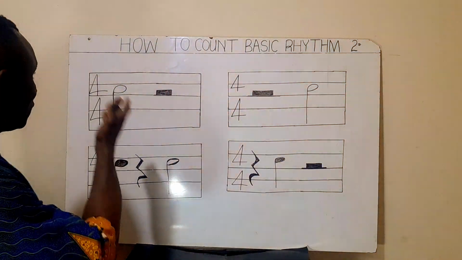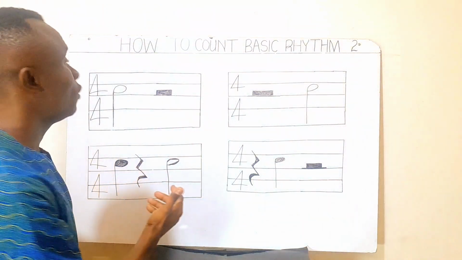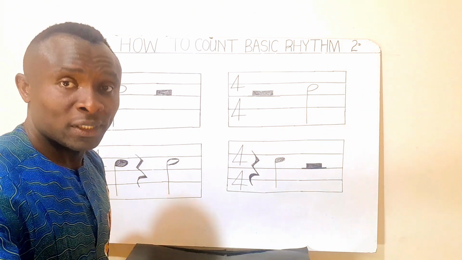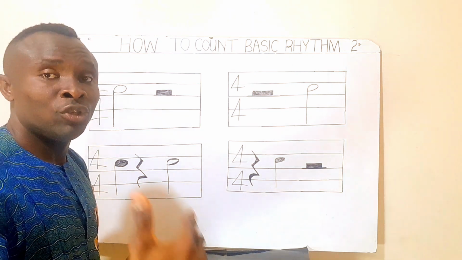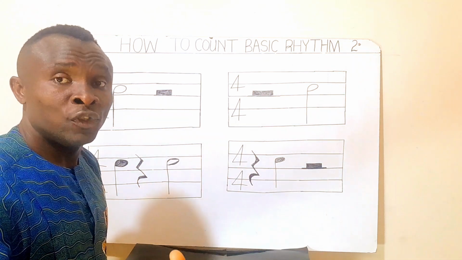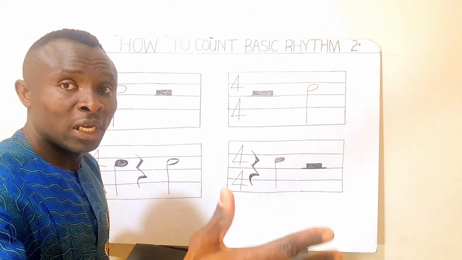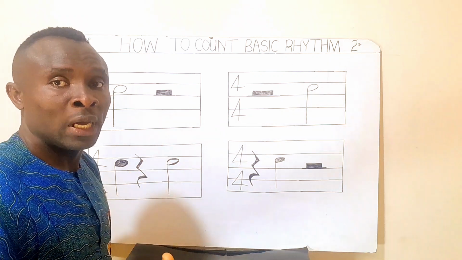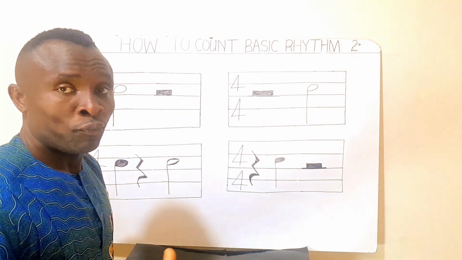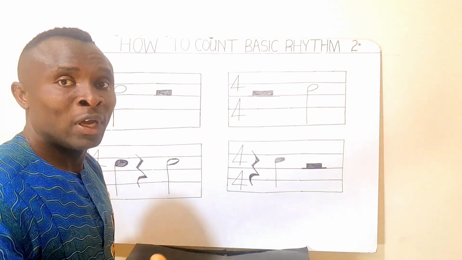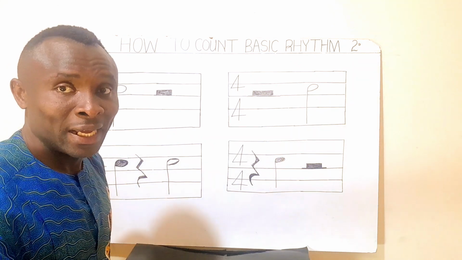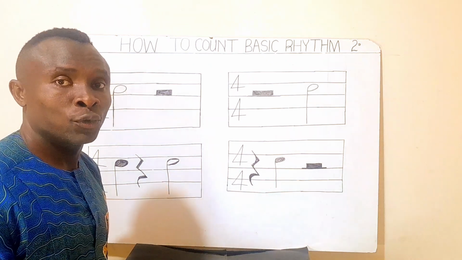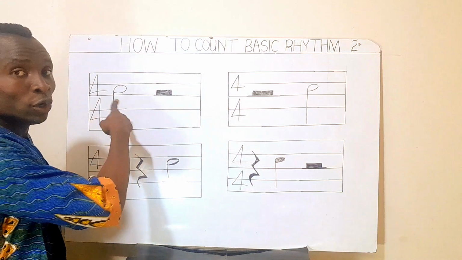As you can see on the board, How to Count Basic Rhythm 2. Like I told us, basic rhythm is all about how you count your beats in music. We treated more of the music notes like crotchet, minim, quaver, and semibreve or whole note. But in this episode, we are going to be combining the rest signs with these basic musical notes. So let's start with the first measure we have here.